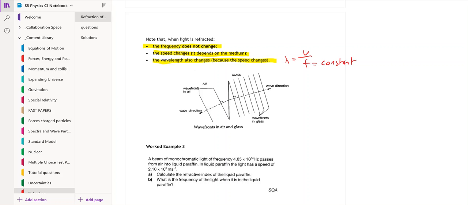So here we have some wave fronts, and they are entering a boundary. Once they have entered the boundary, let's say this is our boundary here, they have changed direction and the wavelength has changed. The spacing between each wave is now less.